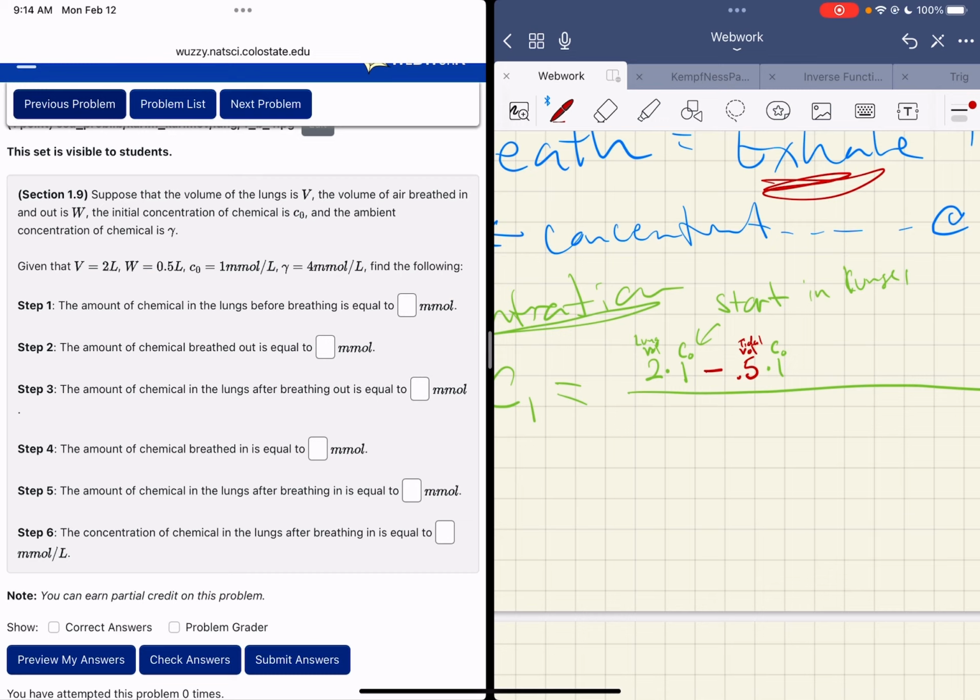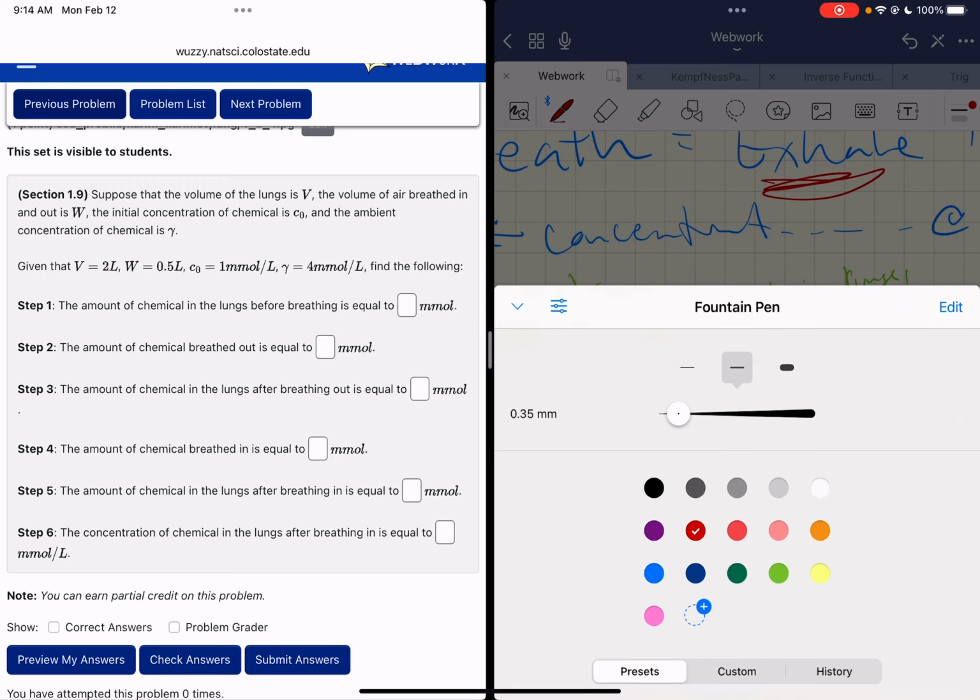Okay, that may have been confusing when I say "and." It's the volume you exhale, which is the same as the volume you inhale. So I had 2 millimoles in my lungs. I exhaled a half a millimole. Now I'm going to inhale.